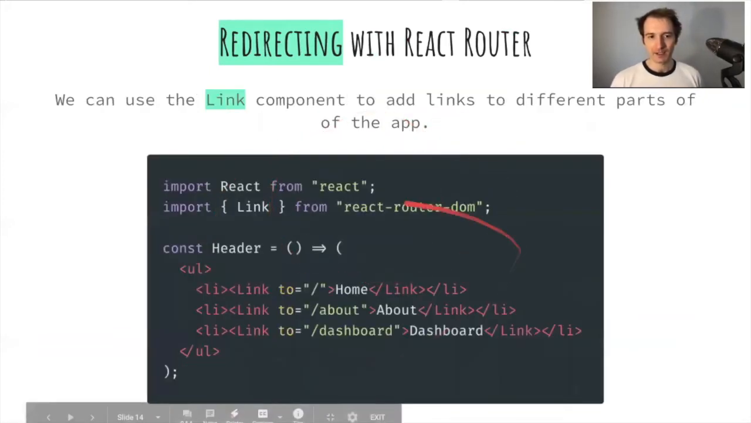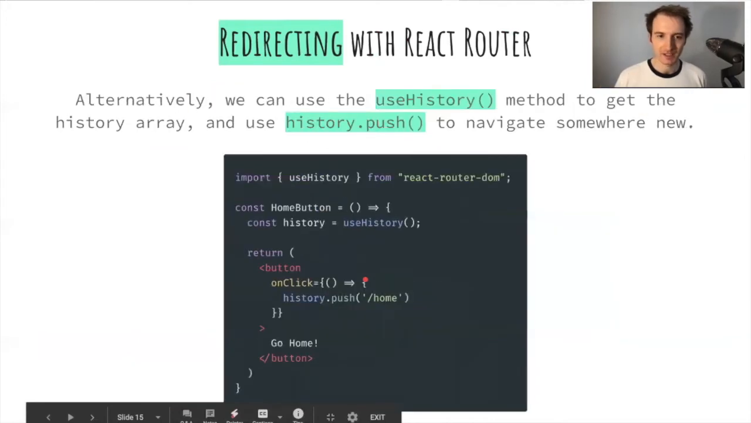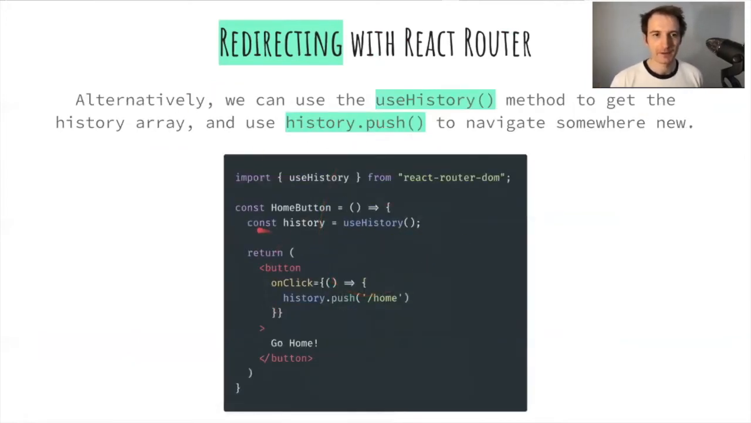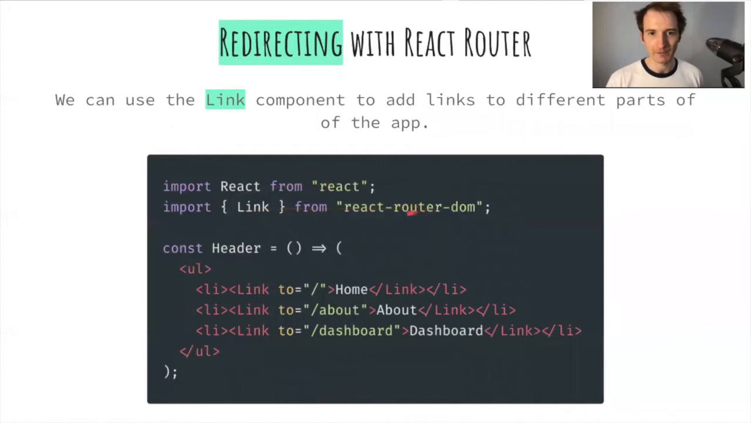So we have this link component that we can use to link between different pages, but we also have something called useHistory that we get from React Router DOM. This should make more sense towards the end of this lecture, because useHistory is what's called a hook, which I think we're talking about in a few slides' time. But essentially, you can create this constant called history by calling this function called useHistory. And it comes from the exact same library again. So all of this stuff comes from React Router DOM.